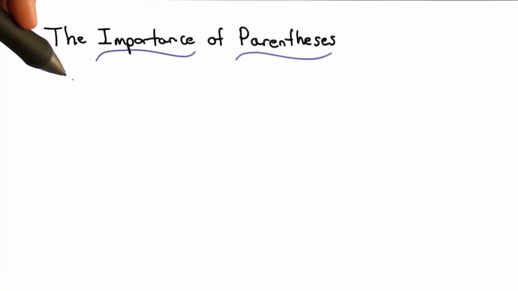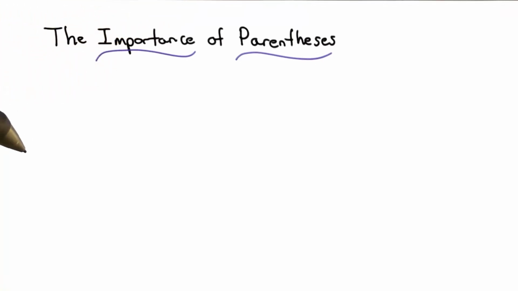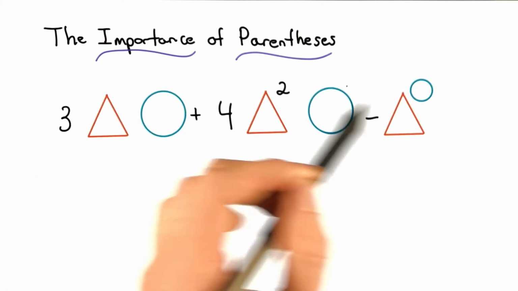When evaluating expressions, it's important that we use parentheses. I didn't use parentheses on that last quiz because I only had two variables and one operation between them. But we should always use parentheses when replacing variables. Here's why. Here's an expression of triangles and circles.